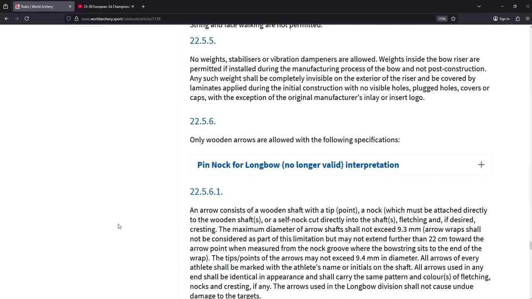22.5.5, no weights, stabilizers or vibration dampeners are allowed. So you can't attach anything extra on the bow. So nothing that's going to stabilize it, no stabilizer rods, no weights. It's purely the bow itself. The extra description here mentions that you can have a weight inside the bow during manufacturing. So basically, if the bow is designed to have a certain shape or weight in the hand, that's fine, but you cannot modify the bow to add a weight. Therefore, it says here, the exterior of the riser cannot be covered by anything which might block or might show there are visible holes or plugged holes or covers or caps.